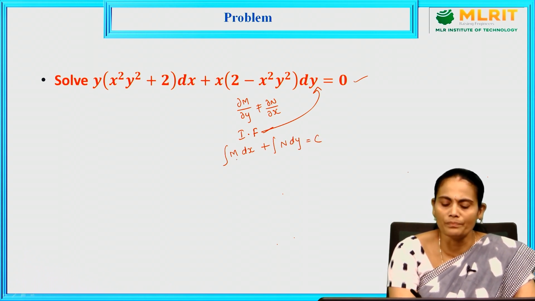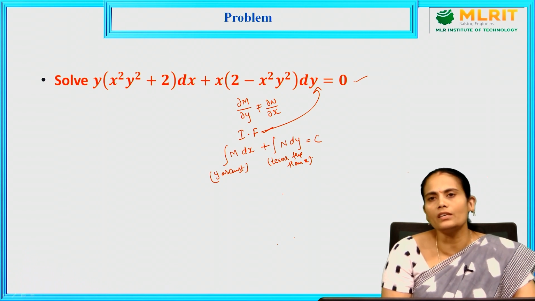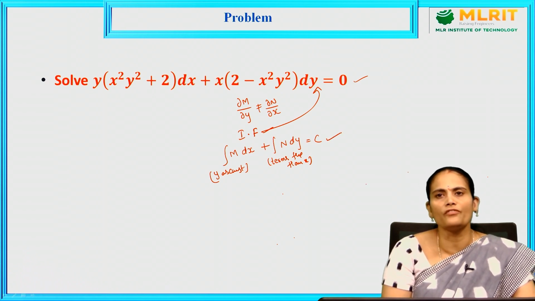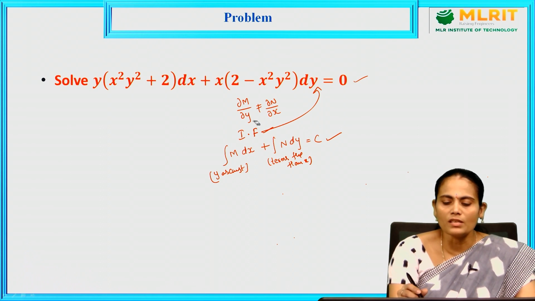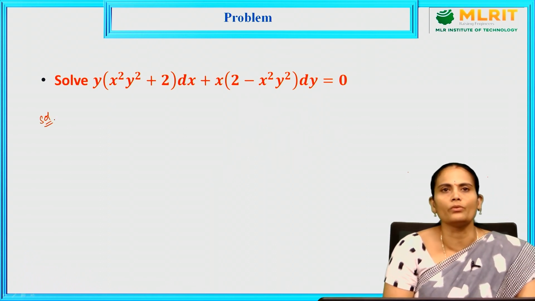Integrating on m, treat y as a constant. And in the integration on n, you have to take the terms free from x and do the integration with respect to y. This is the process we follow to find the general solution of a non-exact differential equation. So, now we will see the solution. First, see the solution of this differential equation.